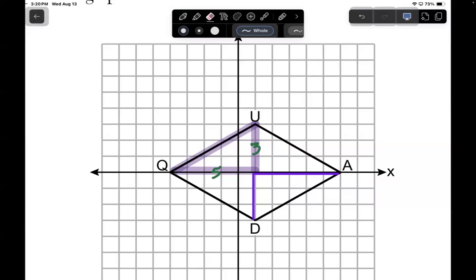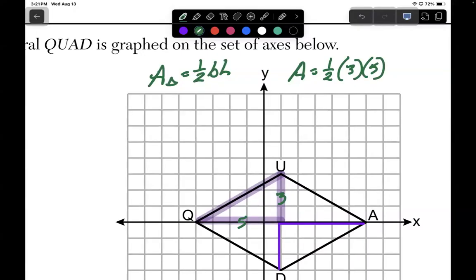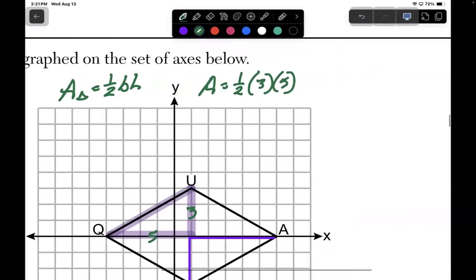So the length of this base is 1, 2, 3, 4, 5. And the height is 1, 2, 3. So the area of a triangle, which you definitely have to know, is 1/2 the length of the base times the length of the height. So the area is going to be 1/2 times 3 times 5. So what is that? Well, 15 times 1/2 is 7.5.